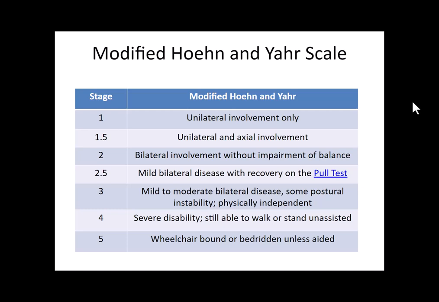Okay, they might need the help of an assistive device, but they're able to walk without the help of another person. Okay, in stage 5, the last stage of Parkinson's is where the patient is wheelchair bound or bedridden unless they have some help from another individual.